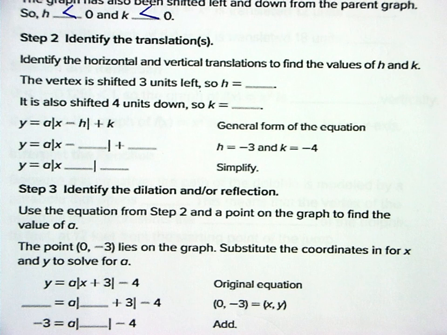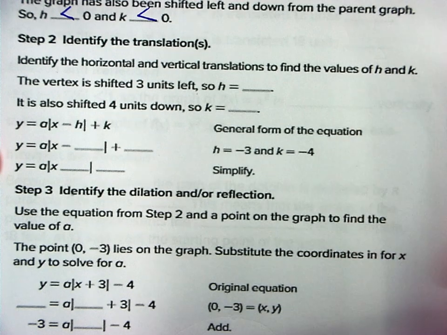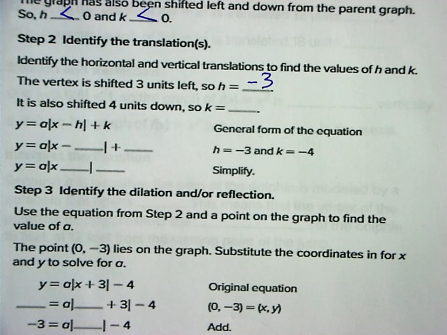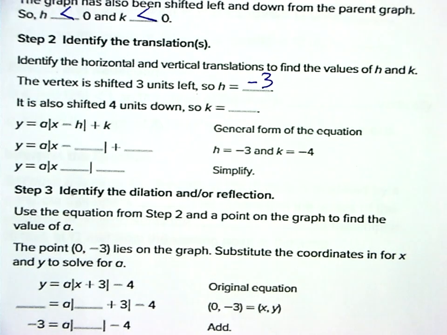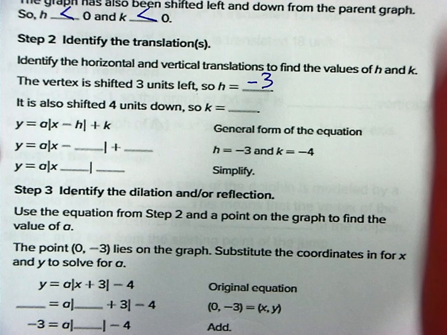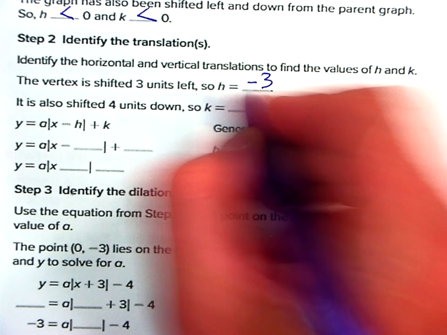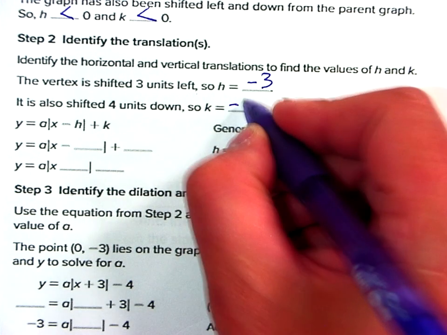Identify the horizontal and vertical translations to find the values of h and k. The vertex is shifted 3 units left, so it's 3 units to the left, so h must be -3. In the formula, it's going to be +3, but the actual h is -3. k is down how far? 1, 2, 3, 4, so k is -4.